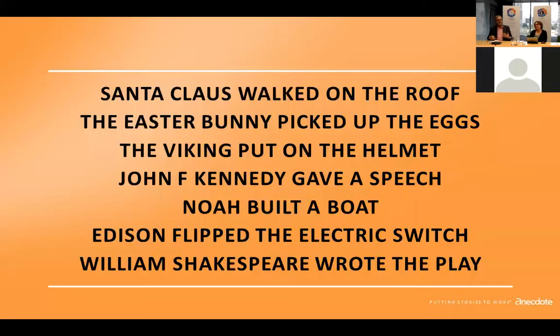Okay, have a think about that. I want to show you another list now, and just see if there's a difference between the first list and the second list. So: Santa Claus walked on the roof, Easter Bunny picked up the eggs, Viking put on a helmet, JFK gave a speech, Noah built a boat, Edison flipped the electric switch, William Shakespeare wrote the play.